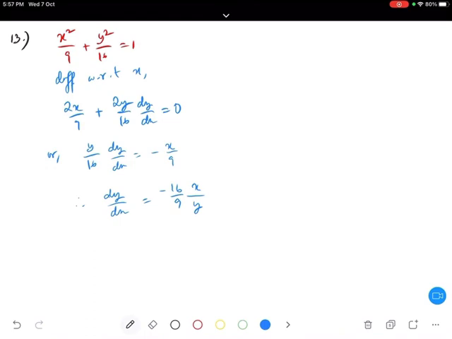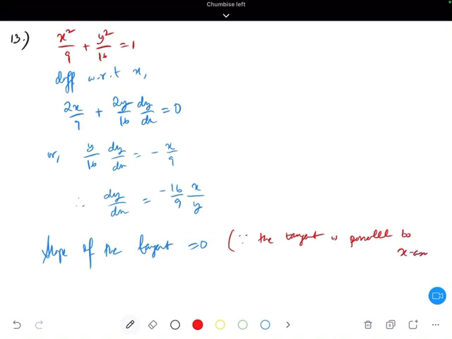Now they told you the tangents are parallel to x-axis. So since the tangent is parallel to x-axis, we know the slope of x-axis. Slope of the tangent is equal to 0. Why is it 0? Since the tangent is parallel to x-axis. So here I will write minus 16 by 9 x by y is equal to 0.